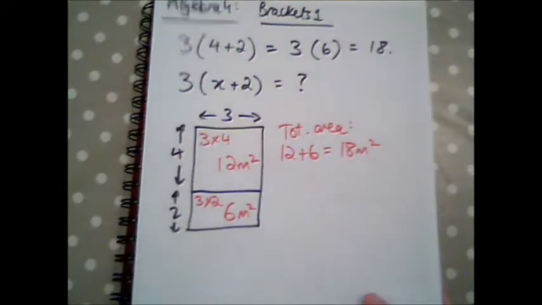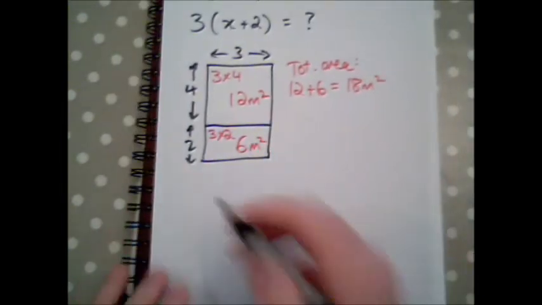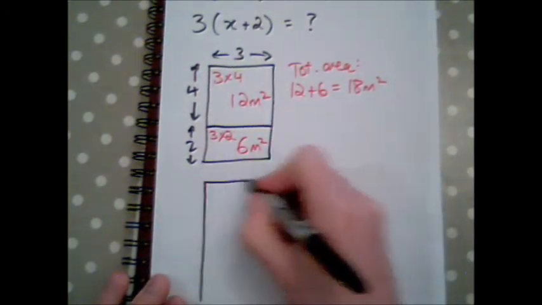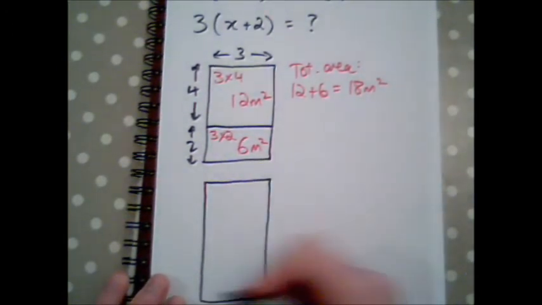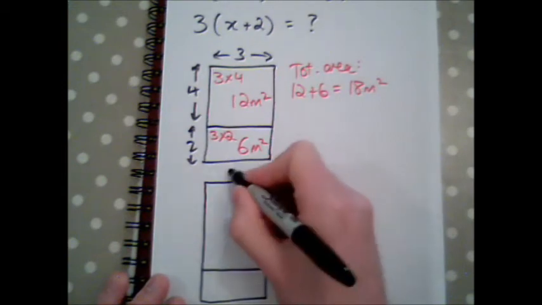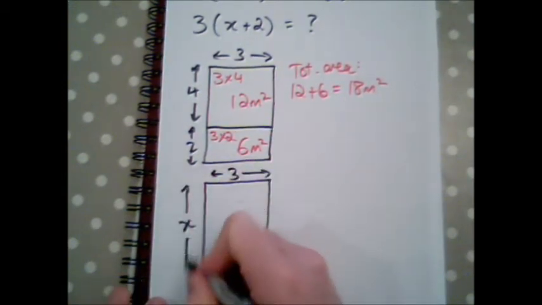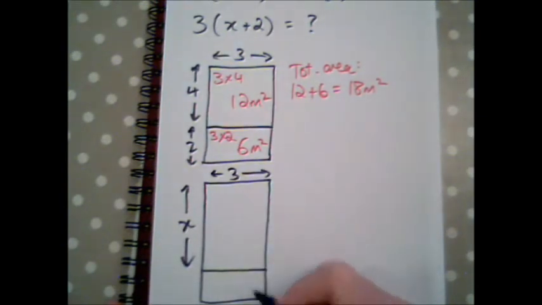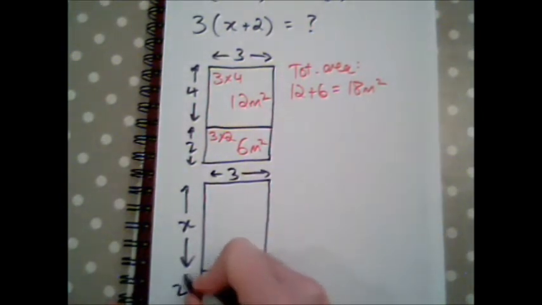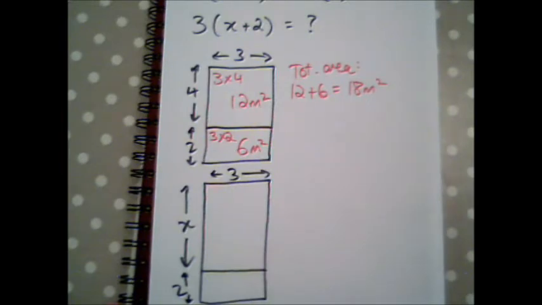Okay? So what we're going to do now is we're going to imagine a field. Similar field. We've got 3 here on the top. But we've got x here. We don't know how long this is. It's x meters, let's say. And this here is 2 meters again.